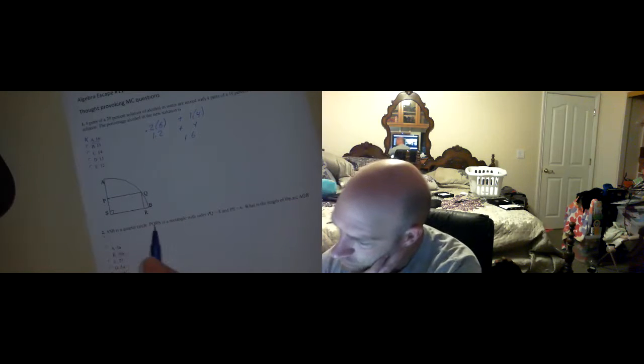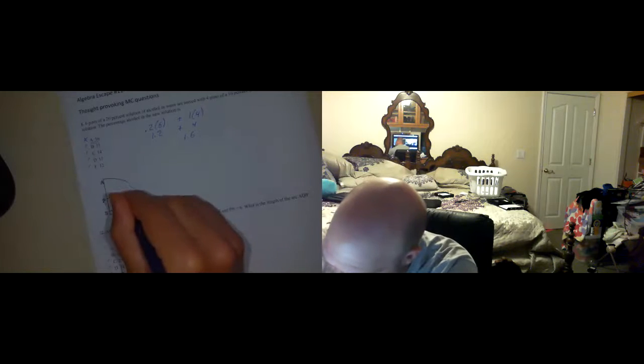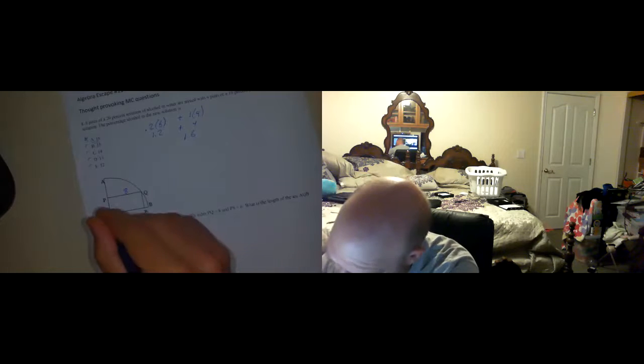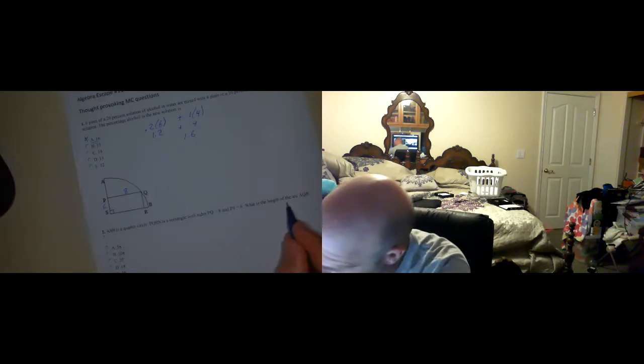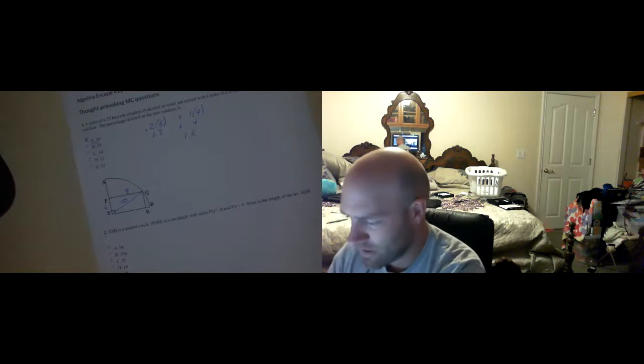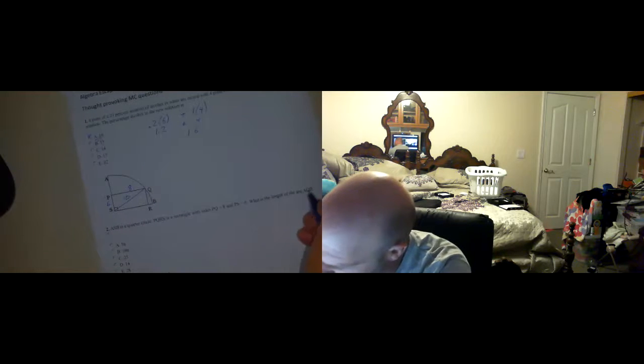ASB is a quarter circle. PQRS is a rectangle with sides PQ is 8, and PS is 6. What is the length of the arc? Well, I know I have a 6, 8, 10 triangle there. So I know that my radius is 10, and then I can do my arc length formula.